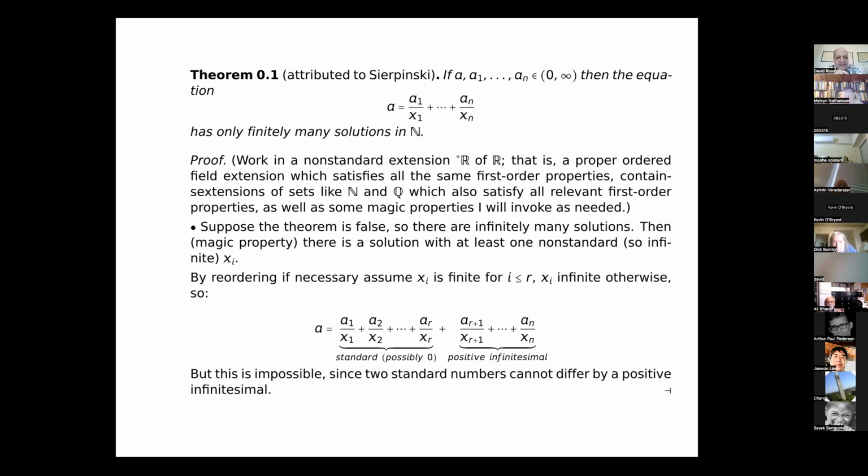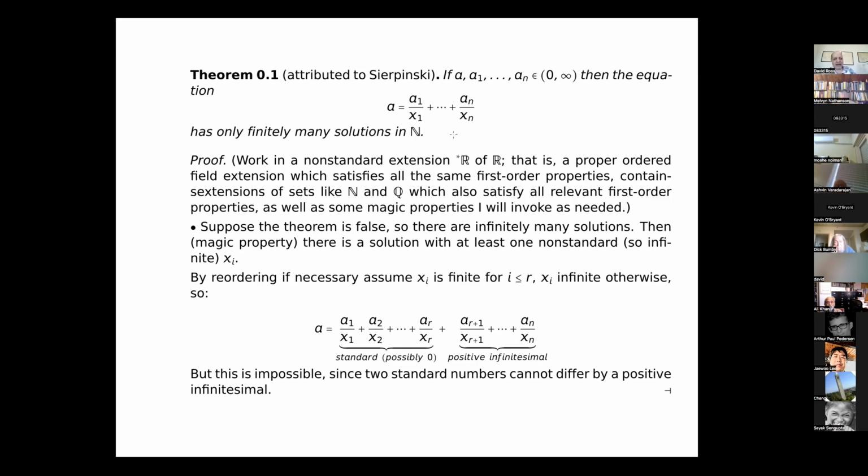So working in a non-standard extension *R, which also has non-standard extensions *N and *Q, with the property that they satisfy all the relevant first order properties, as well as some other ones that I'll talk about later, the actual proof is very, very short. So the non-standard proof goes as follows. Suppose this theorem is false, so that there are infinitely many positive integer solutions to this equation.